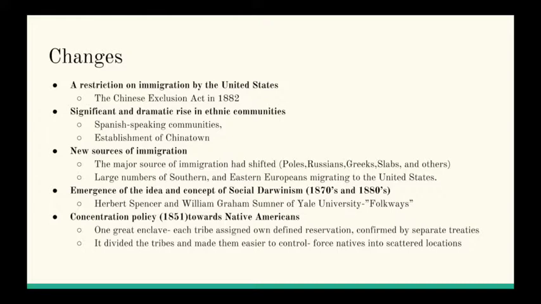Another change was a significant rise in ethnic communities formed by various ethnic groups. The influx of immigration led to large immigrant populations. Many national groups formed close-knit ethnic communities within the cities to help ease their transition into the United States and help maintain close ties with their native countries.